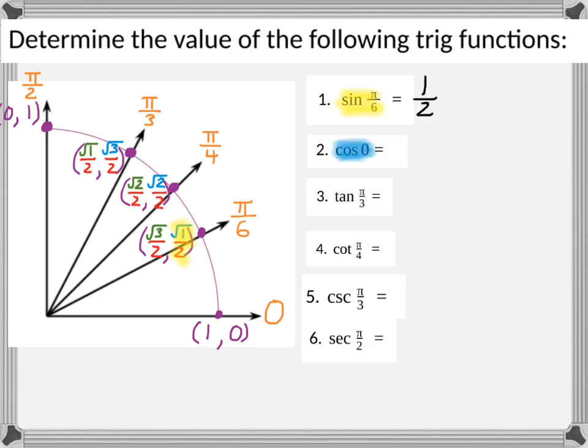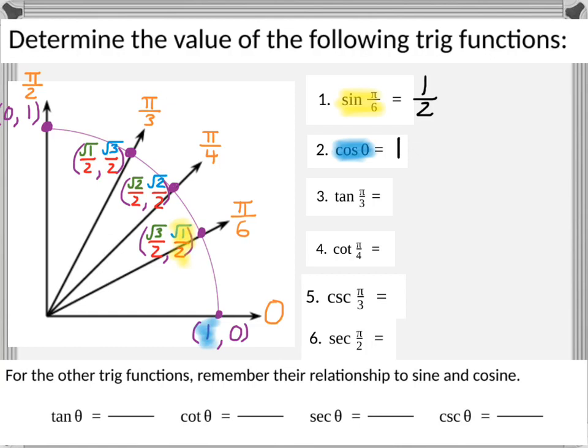I need to look at the 0 radian ray on the diagram, and the x-coordinate is the cosine, so that would be 1, so cosine of 0 is 1. Okay. Now what about these other trig functions here, tangent and cotangent and all those? Well, for those other trig functions, you're going to need to remember their relationship to sine and cosine. This is something you learned back in pre-cal again. Okay. How much do you remember?